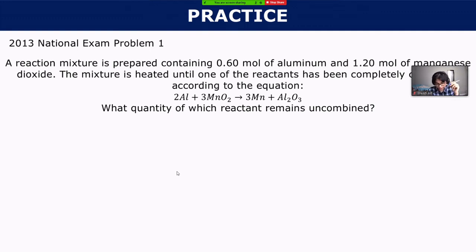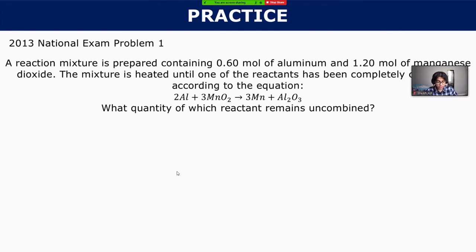A reaction mixture is prepared containing 0.6 mole of aluminum and 1.2 moles of manganese dioxide. The mixture is heated until one of the reactants has been completely consumed according to the equation. What quantity of which reactant remains uncombined? Okay, so this is a classic limiting reactant question, and then after we find the limiting reactant, we find out how much of it is uncombined.